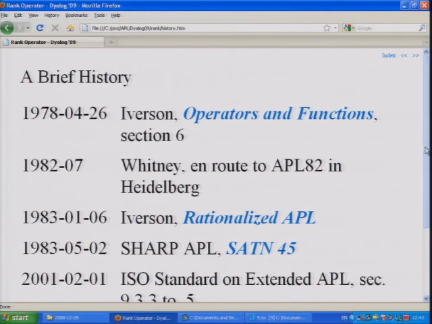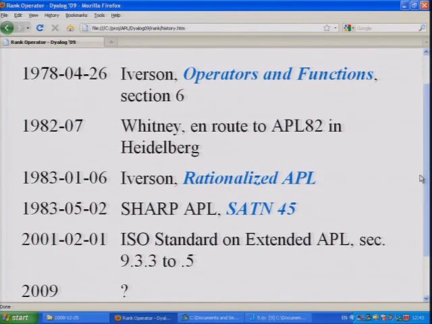So a brief history. It's just a history of firsts rather than a comprehensive history. Ken Iverson, in his 1978 seminal paper, described the concept of function rank. And in 1982, Arthur Whitney, on the train to the APL conference in Heidelberg, invented the rank operator. And Ken Iverson knows a good thing when he sees one and wrote about it immediately and published it less than a year later in Rationalized APL. And Bob Bernecky is a fast worker, and he implemented the rank operator over a weekend.